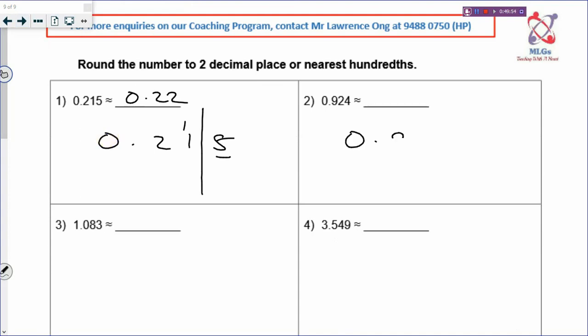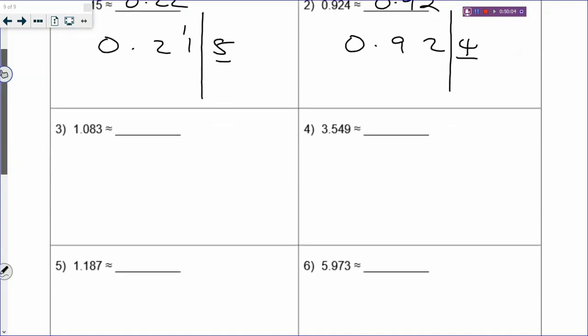Okay, so 0.924, draw a line to show your two decimal places, and look at the digit 4. Is it 5 and bigger? No. So 0.92. Next one. 1.083, draw a line, and is 3 5 and bigger? No. So don't add 1. Don't round up.